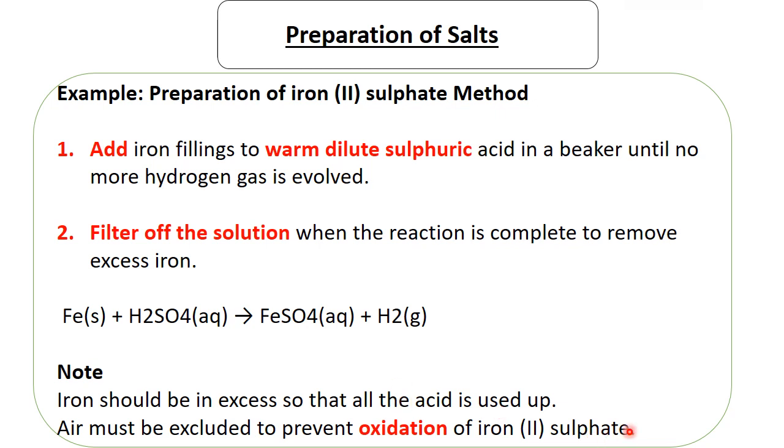So this one actually I did not mention. When you're doing this experiment, keep the iron away from air, because iron can react with oxygen, which is in the air, to form iron oxide, which is the oxidation we're talking about here. So air must be excluded to prevent oxidation of iron 2 sulfate. Actually, it's not the iron but the product, which is iron 2 sulfate, that can be oxidized. So this marks the end of this topic.